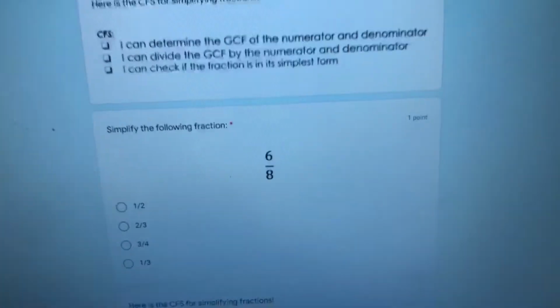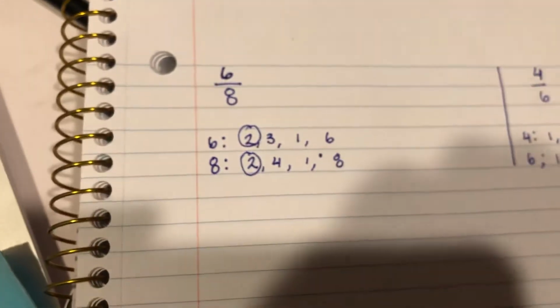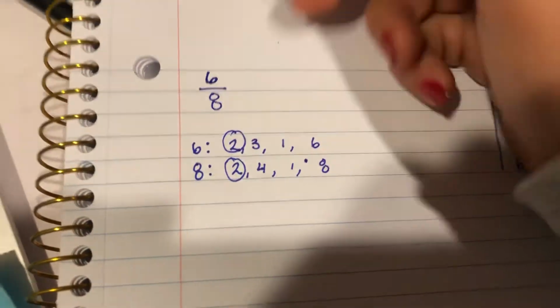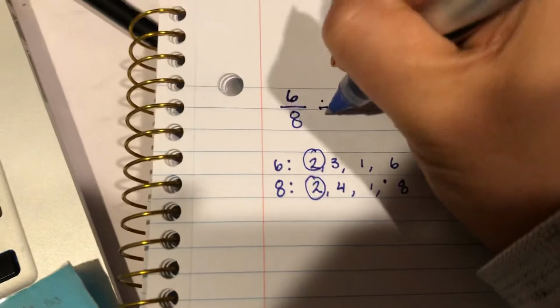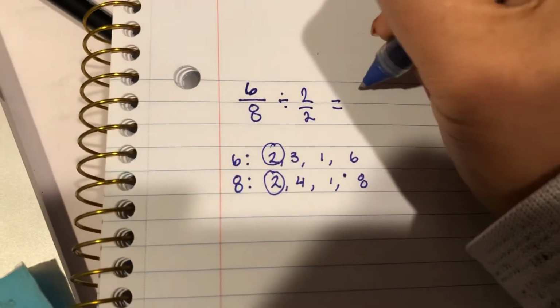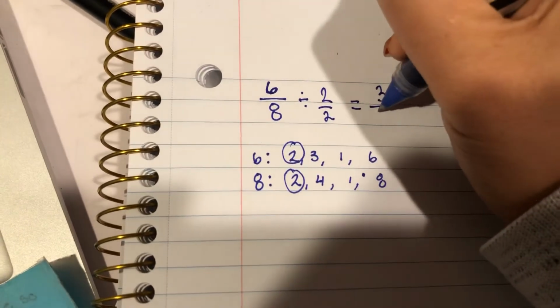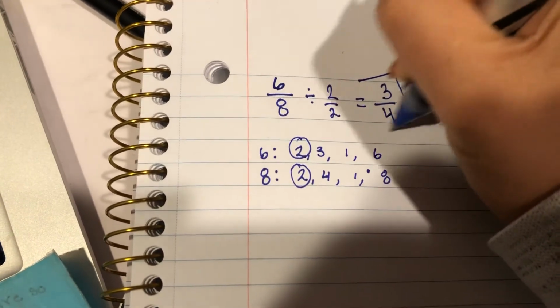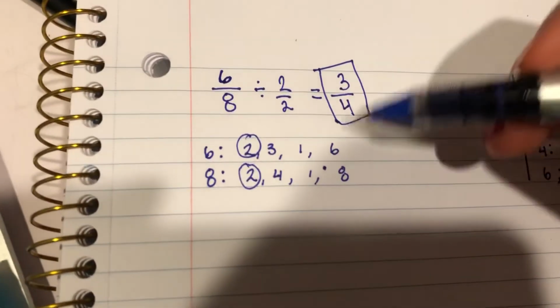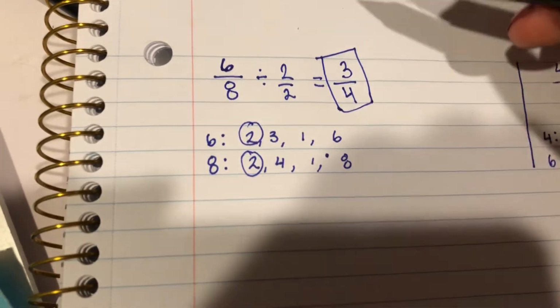The second step in the CFS is that you divide the greatest common factor by the numerator and the denominator. Okay, so once I found my greatest common factor, what I'm going to do is, like I said in the CFS, divide that by the numerator and the denominator. So I'm going to divide by 2 over 2. 6 divided by 2 gives me 3. 8 divided by 2 gives me 4. And so your final answer should be 3/4 because the only factor they both have in common is 1.